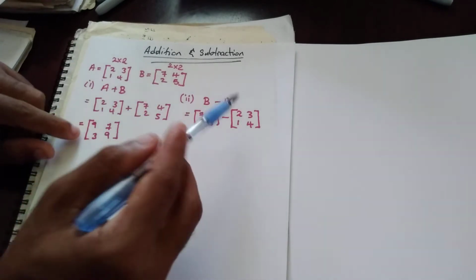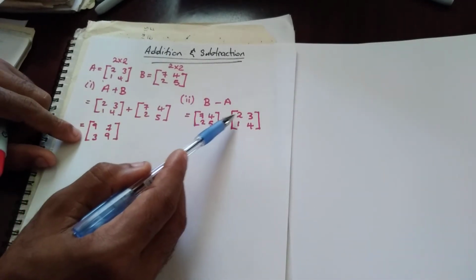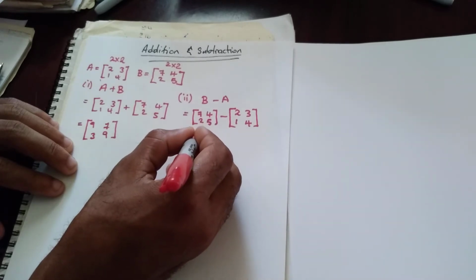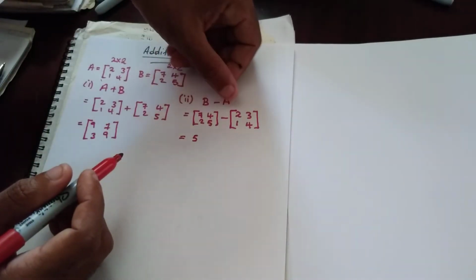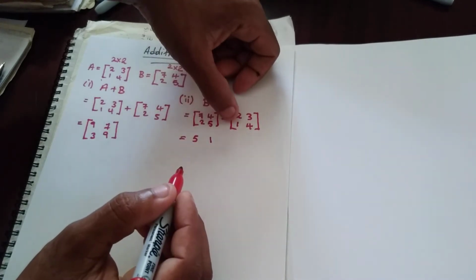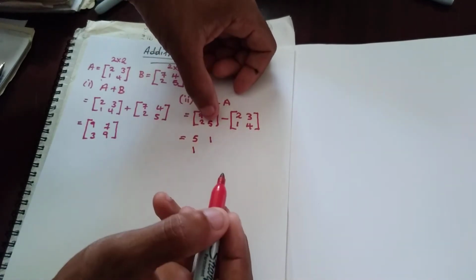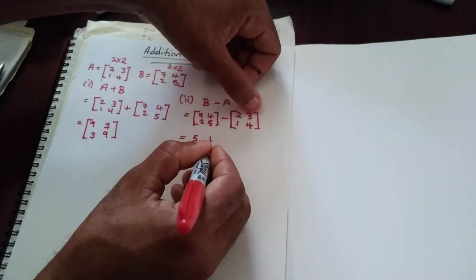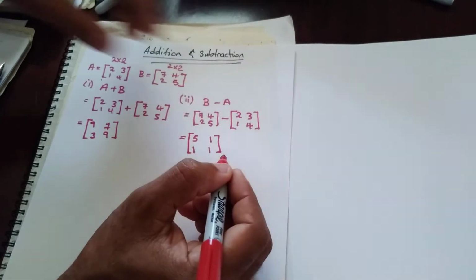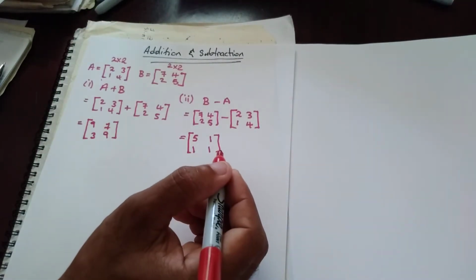So let me use this, probably on a block. So it's 7 minus 2. We know that 7 minus 2 is 5. 4 minus 3, that is 1. 2 minus 1, that is 1. And 5 minus 4, that is also 1. So this would be our result for B minus A.